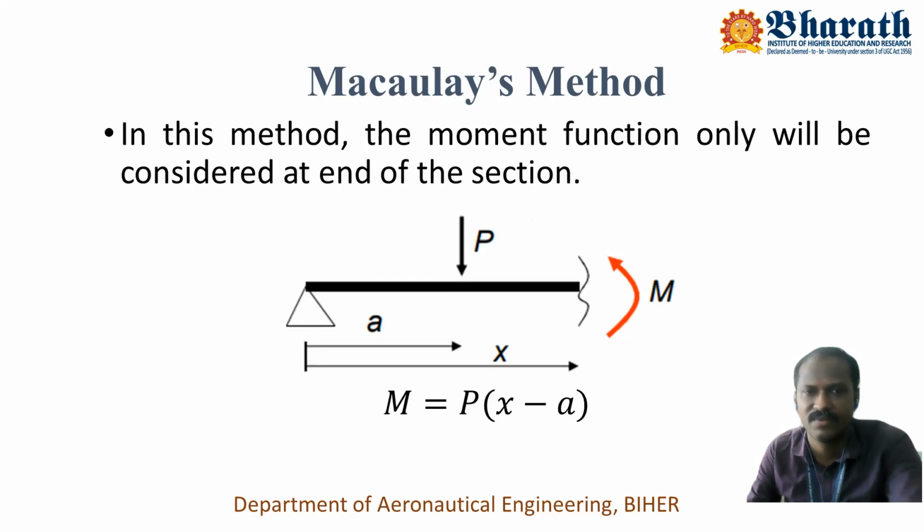So in this figure, we can see a simply supported beam which is subjected to a point load at a distance of a. Consider a section at a distance of small x from the support, and the bending moment at that section can be written as force, that is P, into the distance x minus a. Like this, we are going to frame an expression for the given loading condition using Macaulay's method.